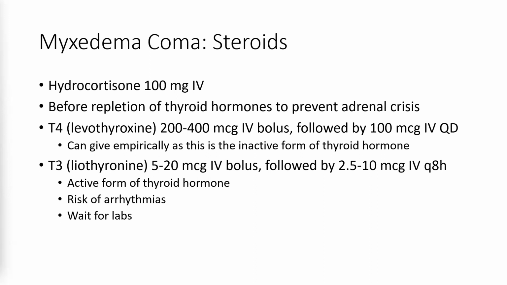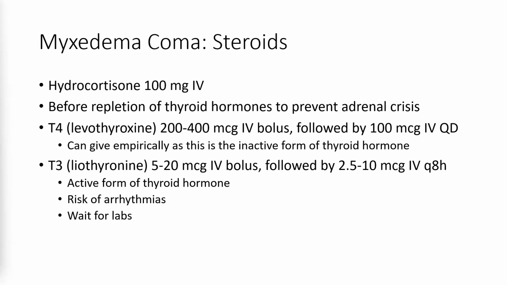So normally there's about 1,000 micrograms of T4 circulating in the body. So before we replete, we want to give them steroids to make sure we keep their adrenal system supported before we give them T4. So T4 levothyroxine is about 200 to 400 micrograms in an IV bolus, followed by 100 micrograms every day.